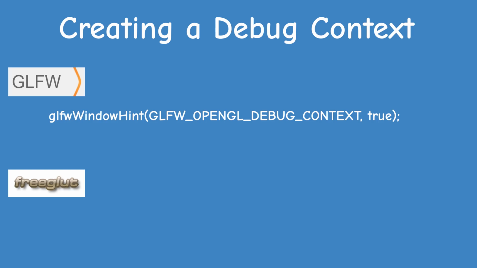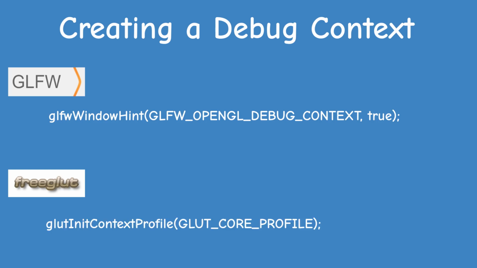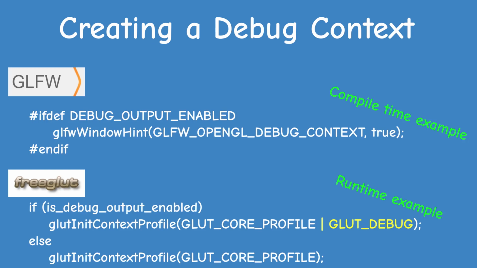In FreeGLUT, we need to add the GLUT debug bit to the mask that is provided to glutInitContextProfile. I have to say that on my machine I was able to get debug messages even without this flag, so not sure if this is a driver bug or a FreeGLUT bug. For both windowing systems, I recommend creating the debug context and enabling debug output only under compile or runtime flags so that you won't enable debug output on your final product.